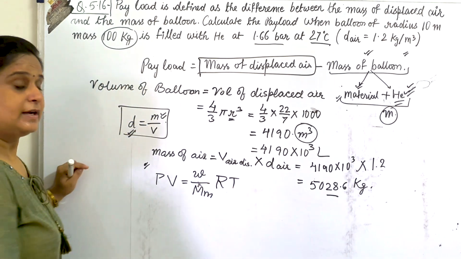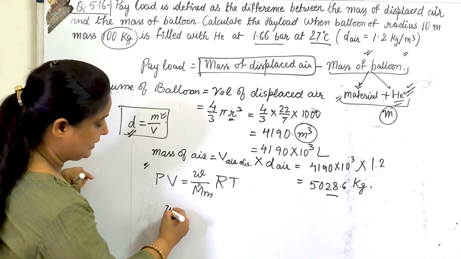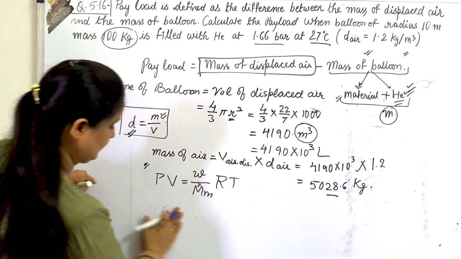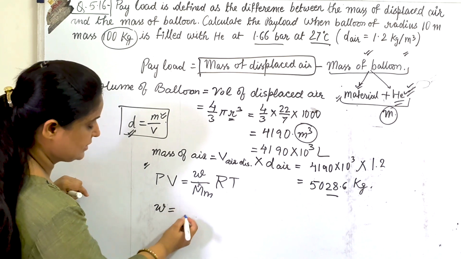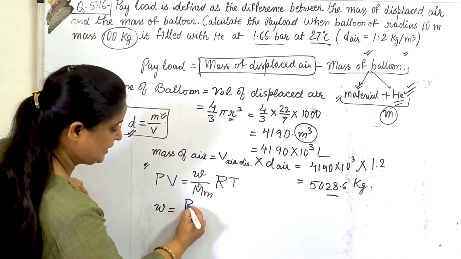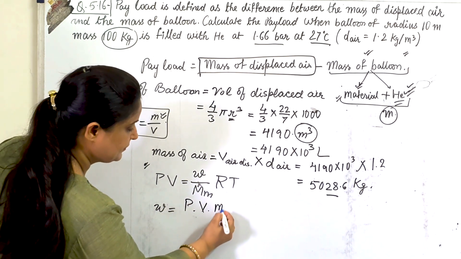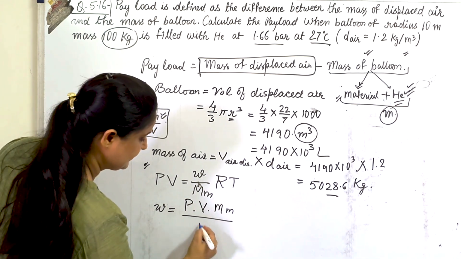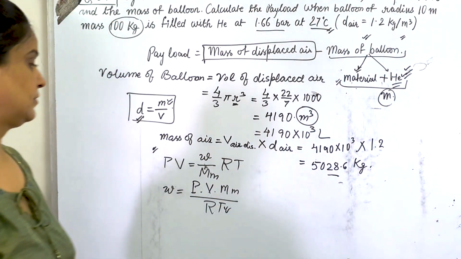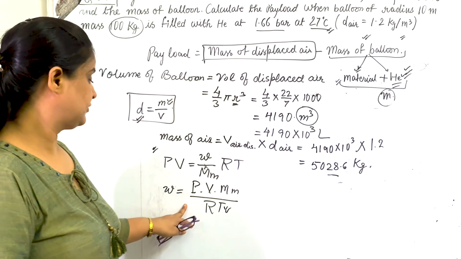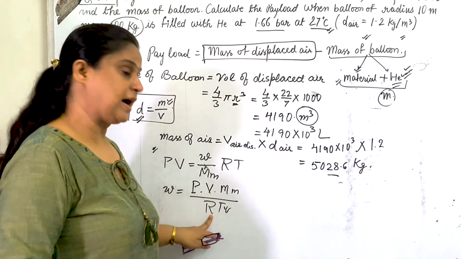So I am applying PV equals nRT, and n I am writing as W by MM, so PV = (W/MM)RT. Okay, I have to calculate the mass, so I am writing here W equals PV MM divided by RT. So I am putting the values of P, V, molar mass, R and T here.